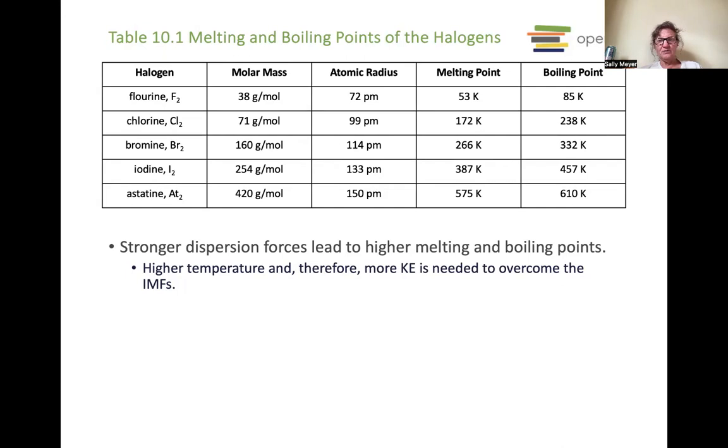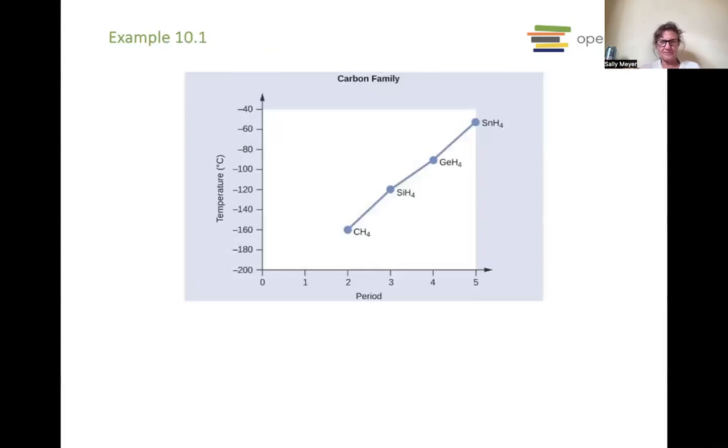And so the melting points and boiling points increase with the molar mass and the atomic radii of each of those systems. So stronger dispersion forces lead to higher melting and boiling points, higher temperatures, and therefore more kinetic energy needed to overcome the intermolecular forces. If it takes a higher temperature to melt or boil, that means you need more kinetic energy to overcome the forces. So they must be greater, stronger forces.